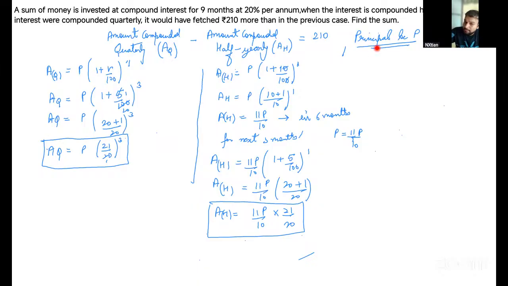Let the principal be P. First I find the amount quarterly. Because the rate is 20% per annum, it becomes 20 divided by 4, which is 5% per quarter. And 9 months is 3 quarters, so it will be 3 times. I wrote it like this: 1 plus 1 upon 20, then I take the LCM and it becomes 21 upon 20 cubed times P. So this is the amount quarterly.